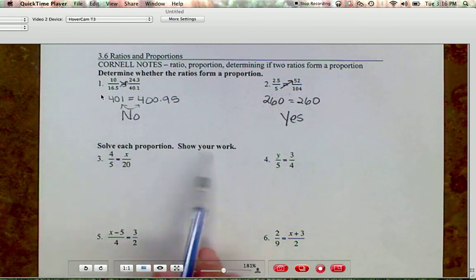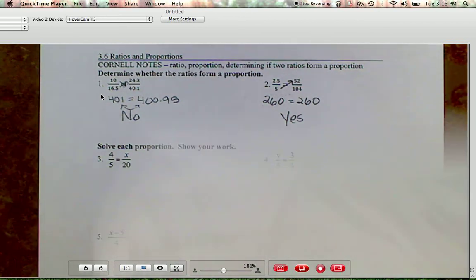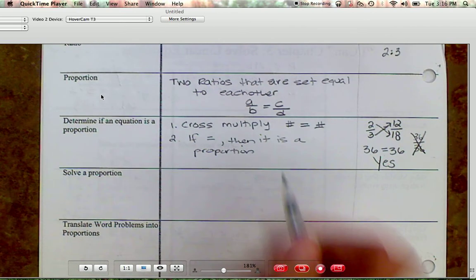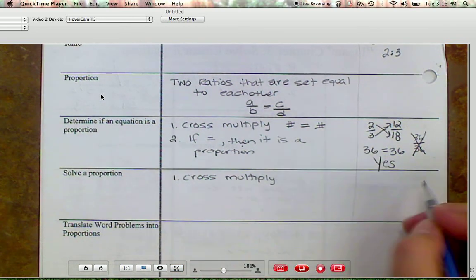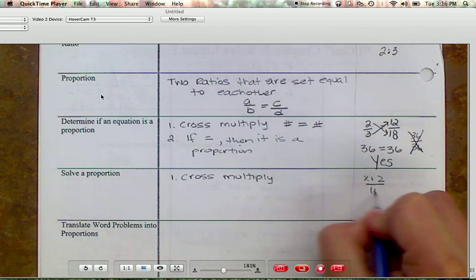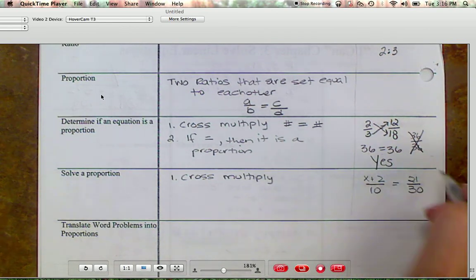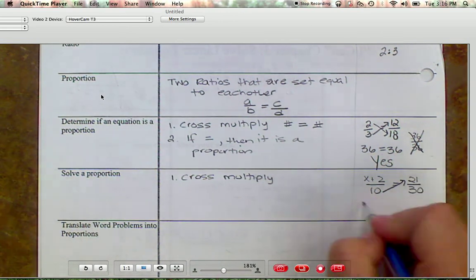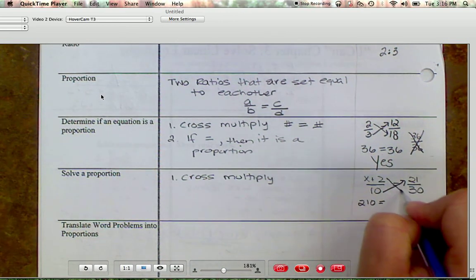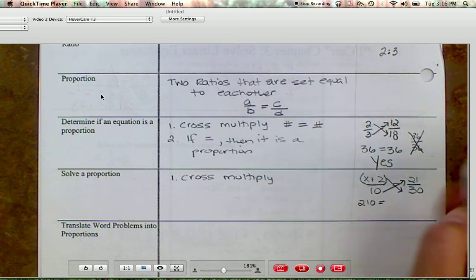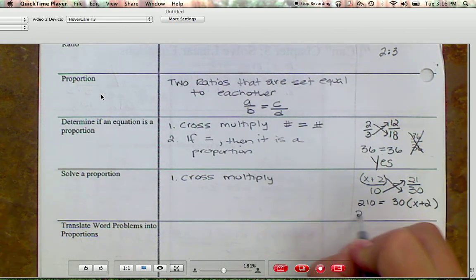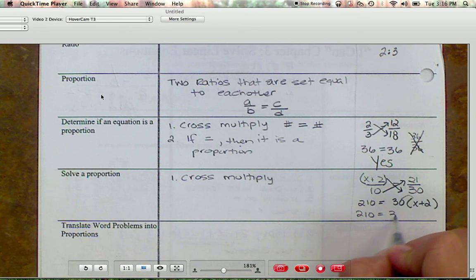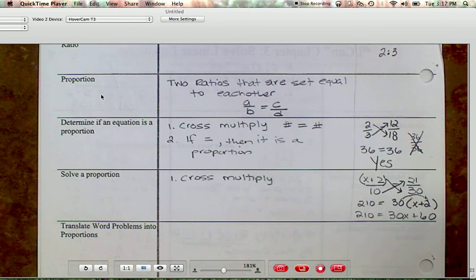So when we go to solve each proportion, we're actually going to use the same idea to get us started. Solving a proportion, you start by cross multiplying. So if we had x plus 2 over 10 equals 21 over 30, when we cross multiply this way, 10 times 21, we get 210. When we cross multiply this way, we have to be careful. There's a binomial here. So we have to multiply 30 times x plus 2. So we get 210 equals, distribute, 30x plus 60. And then you'll continue to solve that equation.